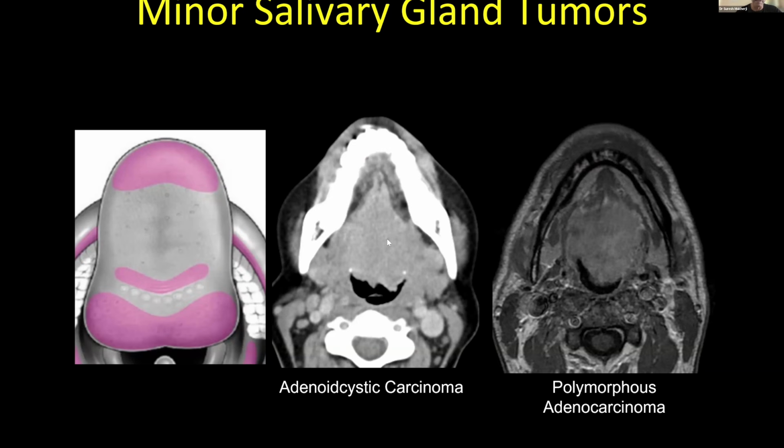And in this case, this is an example of an adenoid cystic carcinoma. And this is another malignancy which is somewhat unique. And I just saw a case of this last week in tumor clinic as well. This is the polymorphous adenocarcinoma. Now, there's no way that we can really differentiate these two.